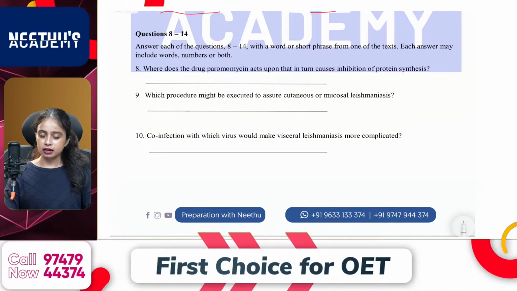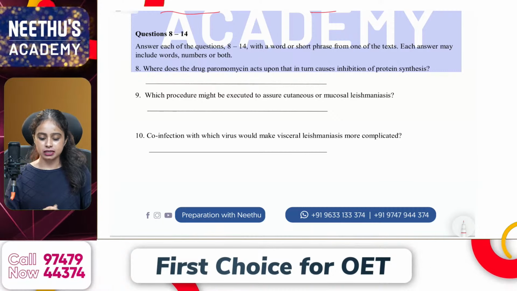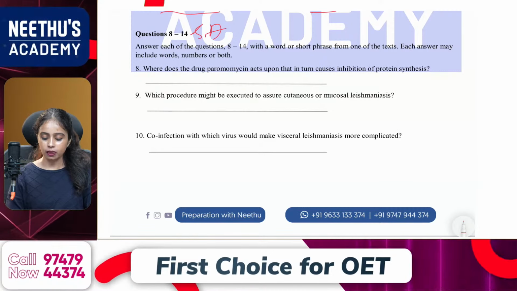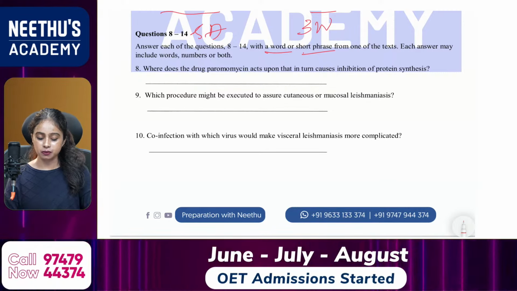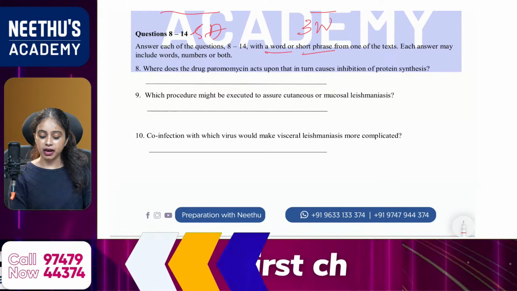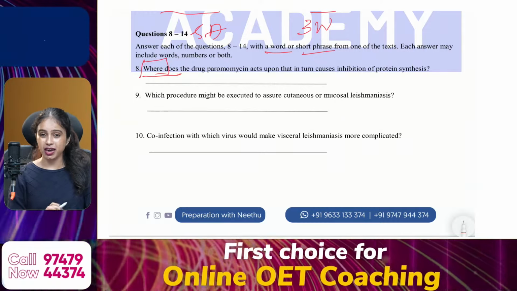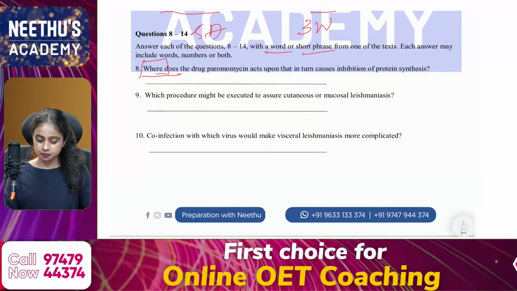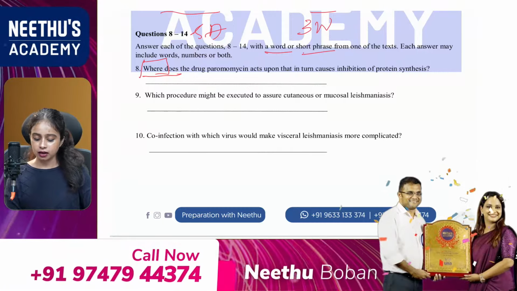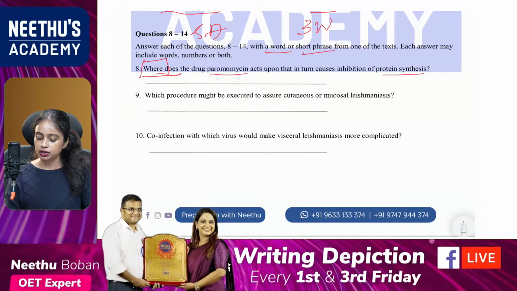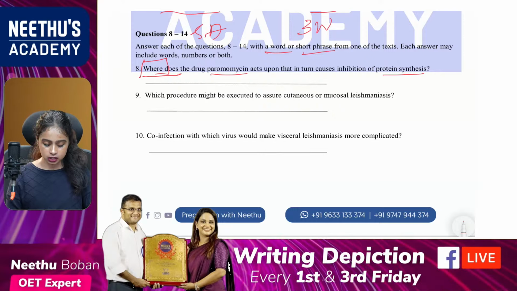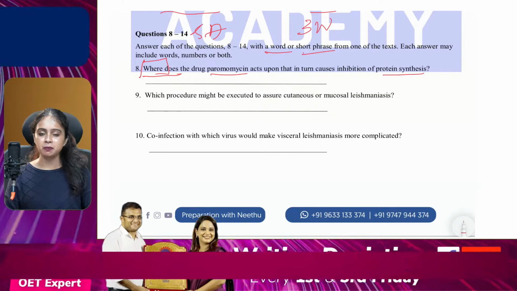Excellent. Then, next set of questions, that is short answer questions. You can write it in a word or a short phrase, which means maximum 3 words. First question, where does the drug paromomycin act upon, that in turn causes inhibition of protein synthesis. So these are the keywords.